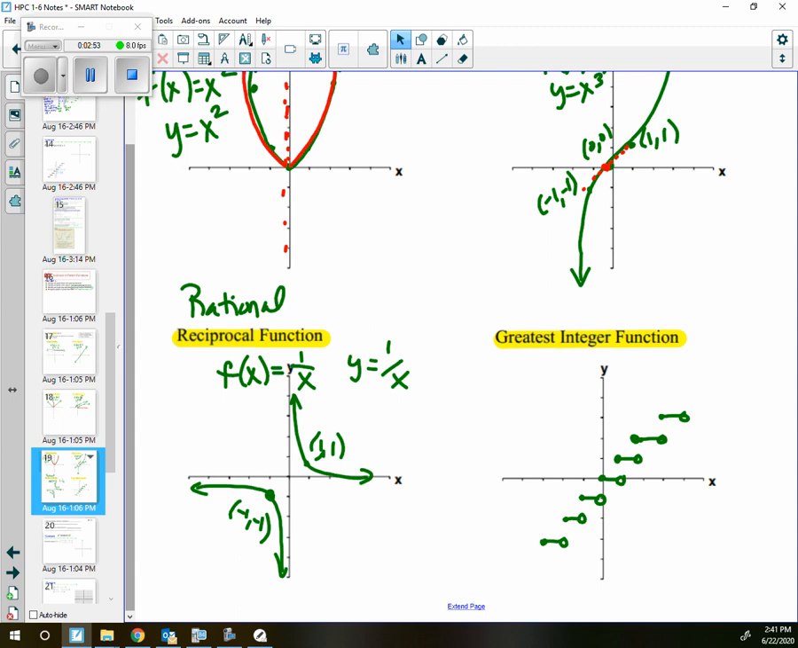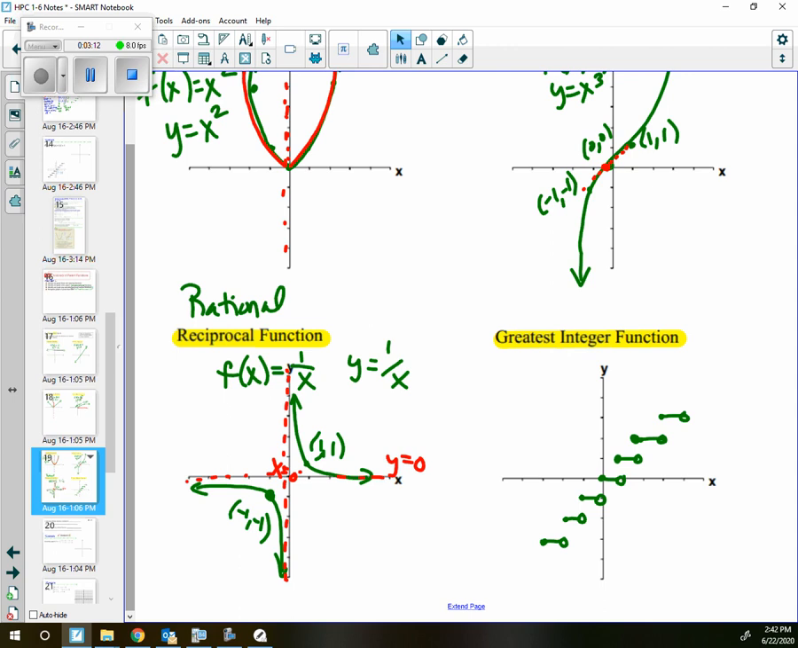Rational or reciprocal function, 1 over x. This is where we had those vertical asymptote as a key feature at x equals 0, and then a horizontal asymptote at y equals 0. So two key features of the reciprocal function. Origin symmetric, so symmetric with respect to the origin, but we have that undefined place at 0.